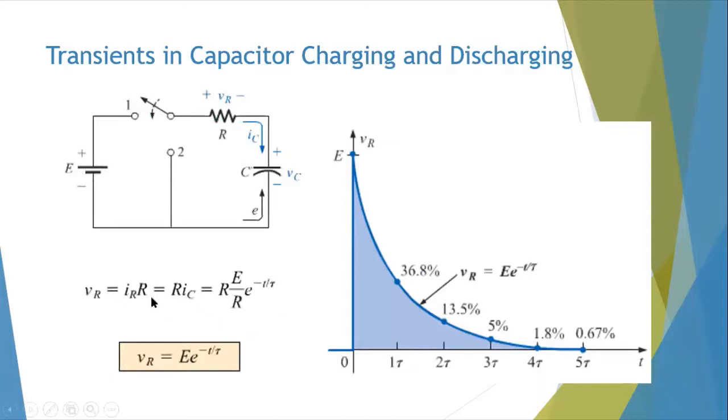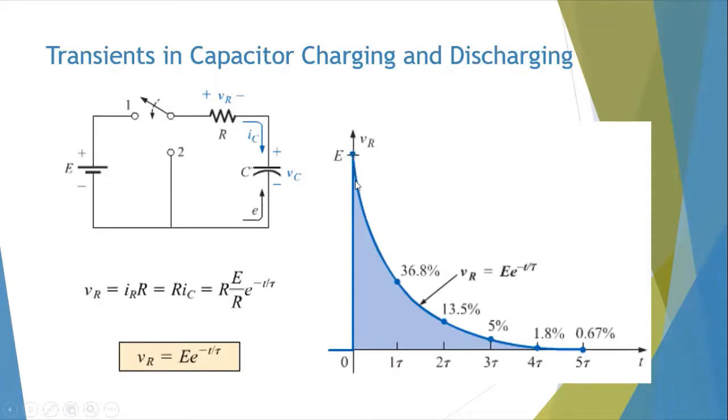So this is what we are doing here. VR is going to be IR times R, but IR is nothing but IC because the same current is flowing. And we already have an expression for IC, which is E over R, e power minus t over tau. You can find that R cancels out. So the expression for the voltage across the resistor is simply E, e power minus t over tau. And you can see the initial value of the voltage across the resistor would be E, because there's no potential difference across the capacitor. So all the battery voltage needs to appear here. That's what you find there.